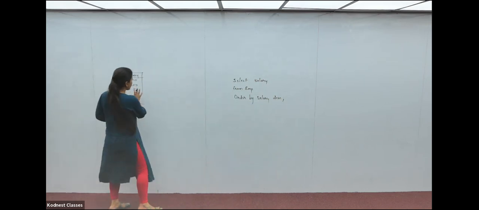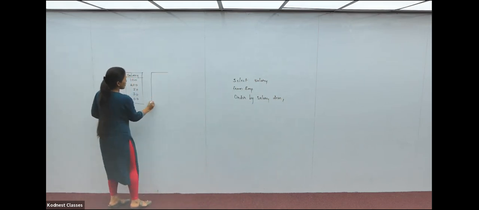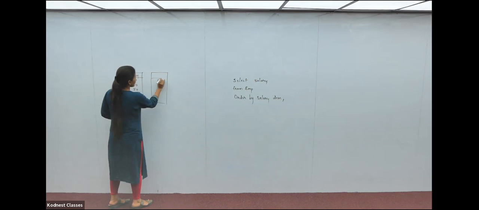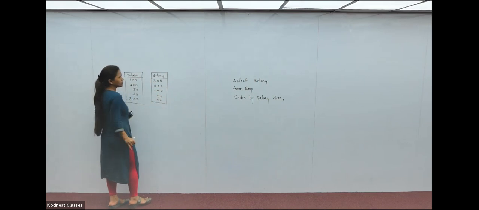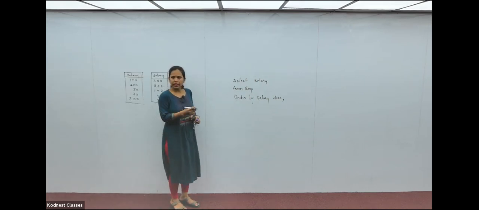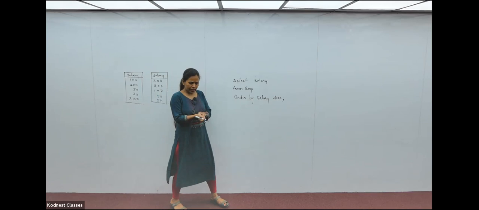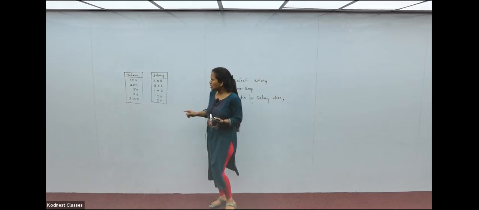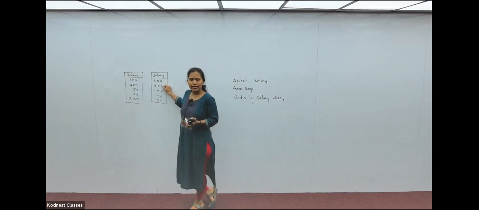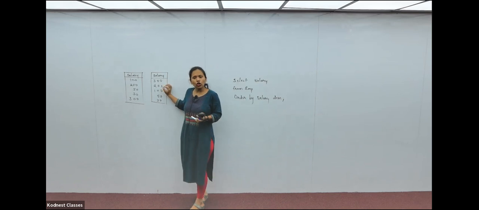Now what happens? Whatever salary I am having here will be sorted: 300, 200, 100, 50, 30. Now it is sorted, right? This is what I am going to get. But our requirement is not like that. What we want to fetch is only the top 2 salaries. Are you all getting it? We want to fetch only the top 2 salaries.